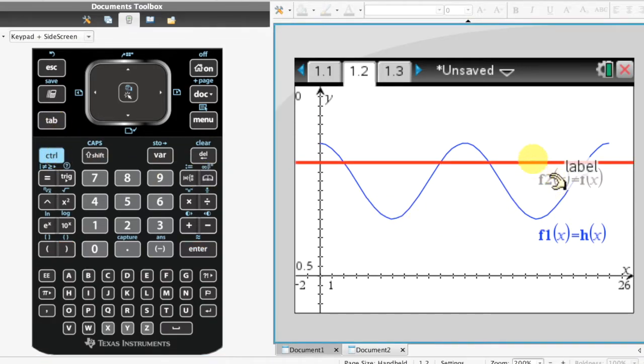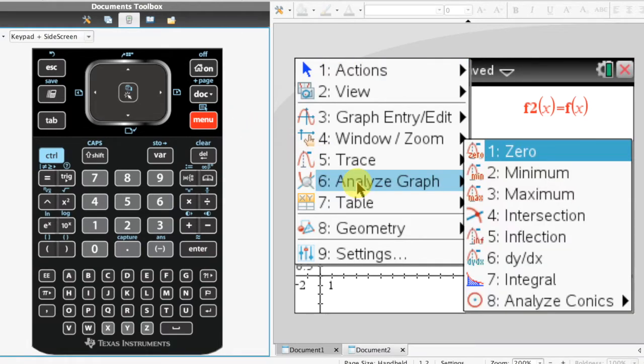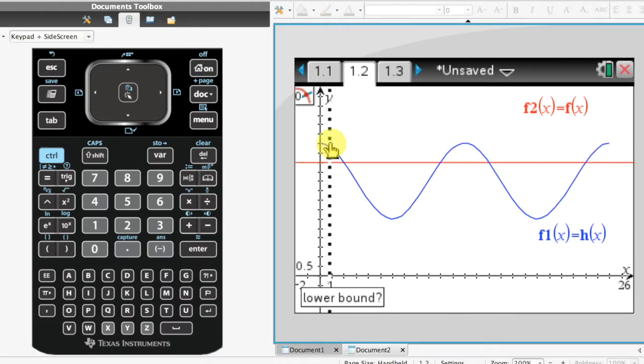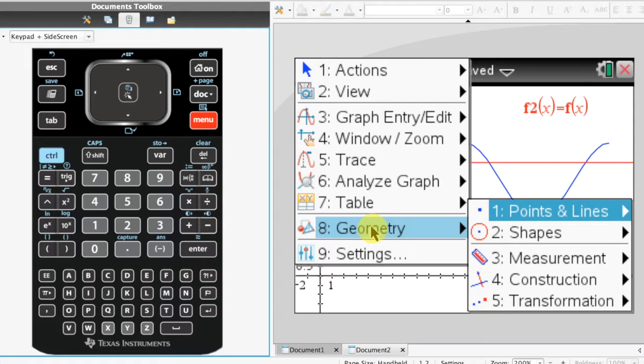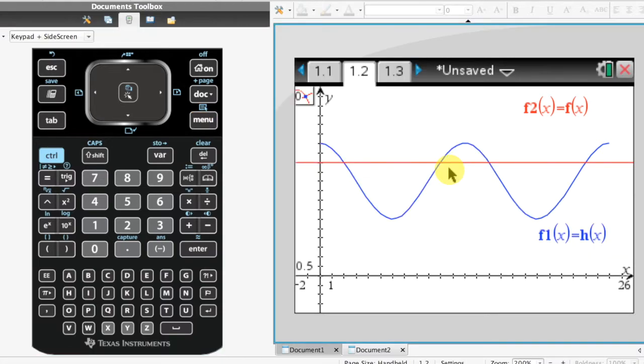And if I can calculate the intersection points, then that will give me all the information I need. So menu, analyze graph, intersection. So I select my first graph. Escape there. Menu, geometry, points and lines, intersection points is what I wanted. I select my first graph, and then my second, and now the intersection points are given to me. So you can see those there.